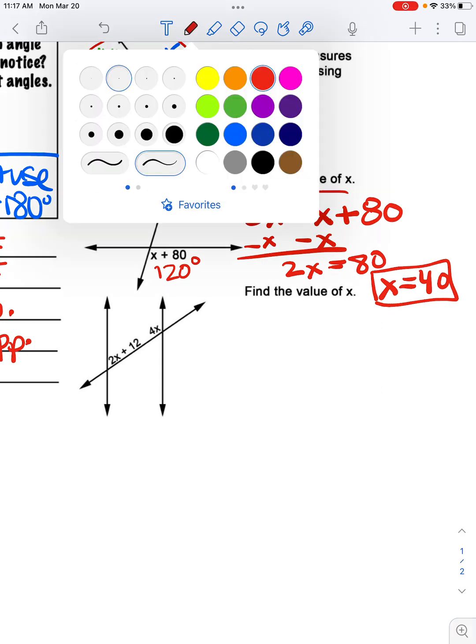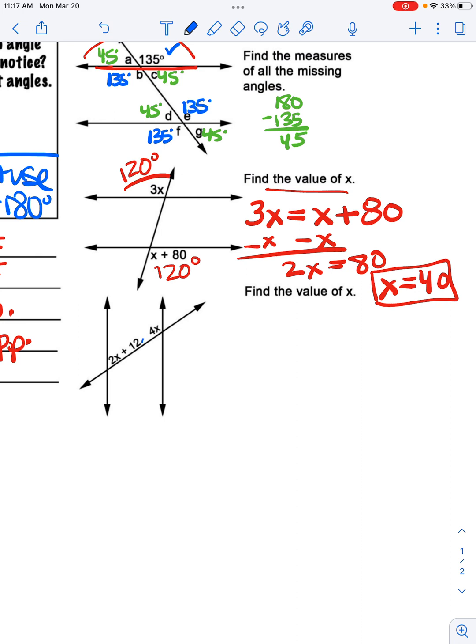Okay, for the next example, we have that this acute angle here is 2x plus 12, and this obtuse angle here is 4x. So these are not equal to each other. In fact, one is obtuse, one is acute. So together they make 180. So we're either going to set them equal to each other or the sum is 180.